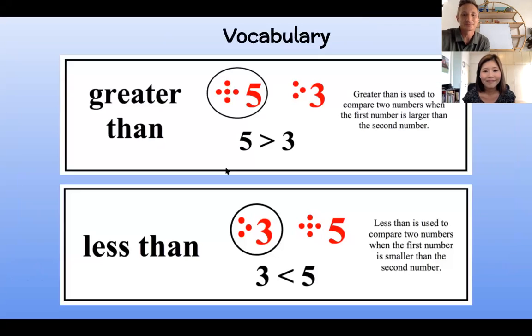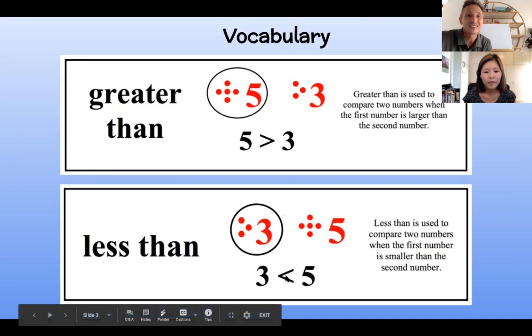Here we go. We're going to continue with the same vocabulary words. Remember that the greater than sign is like 5 is greater than 3. So the greater than sign is facing toward the 5, right? Because 5 is greater than 3. Less than, the 3 is circled, and 3 is less than the number 5.